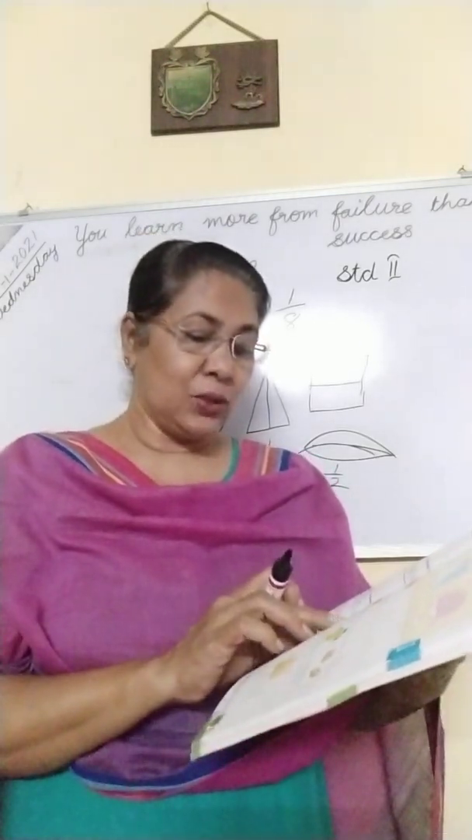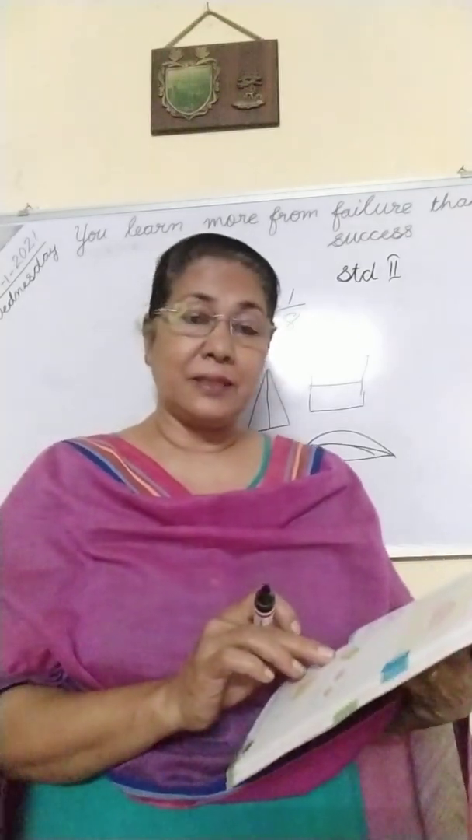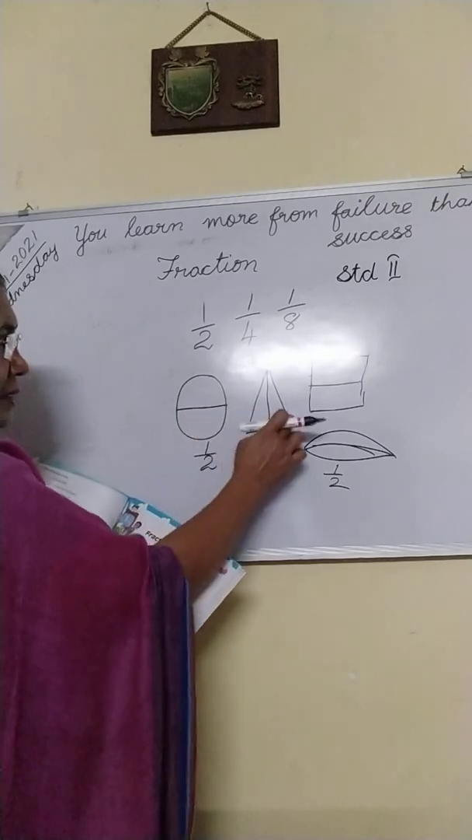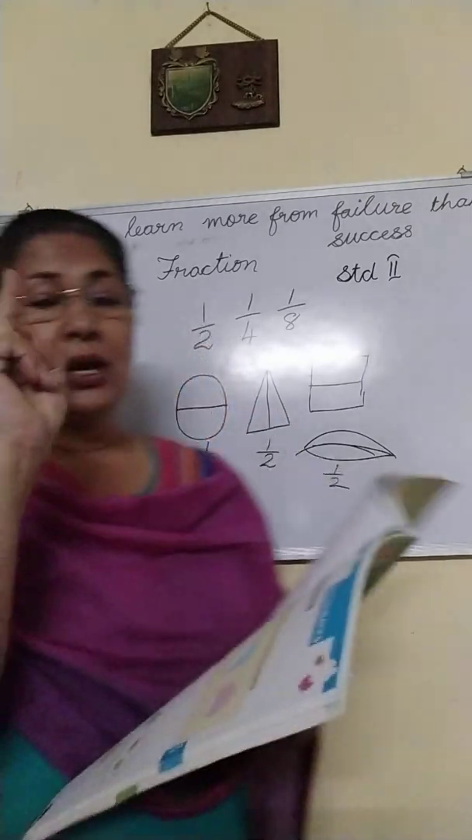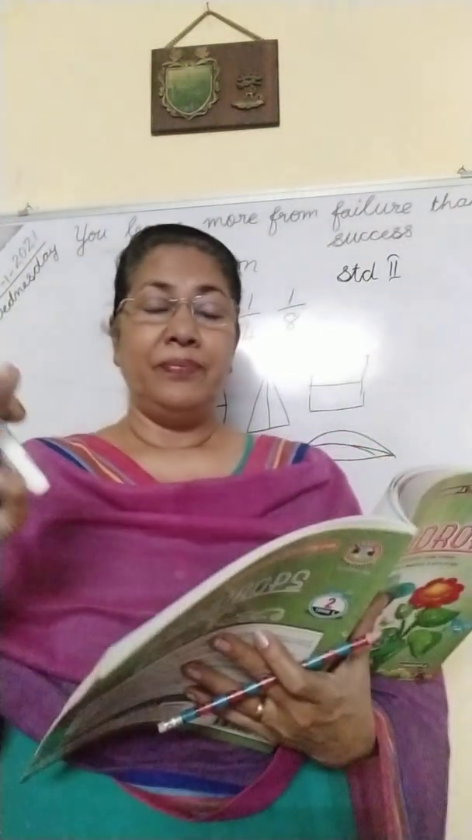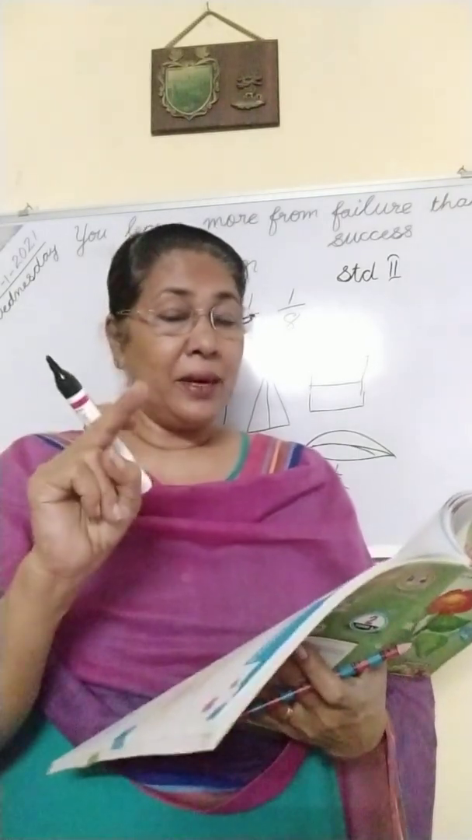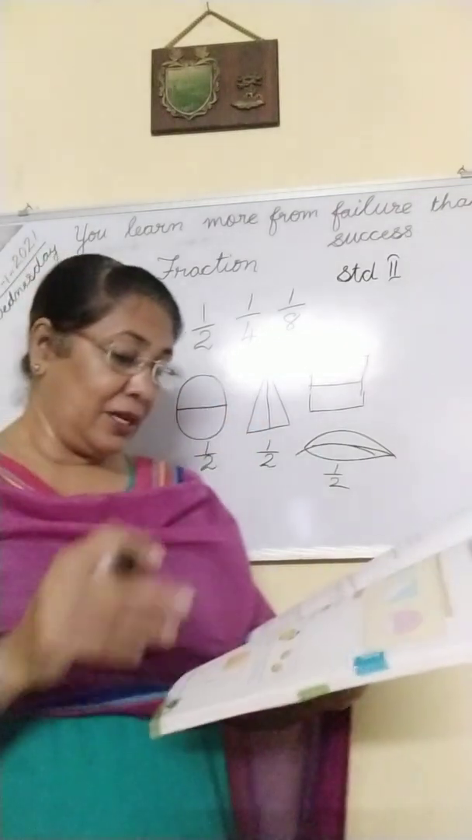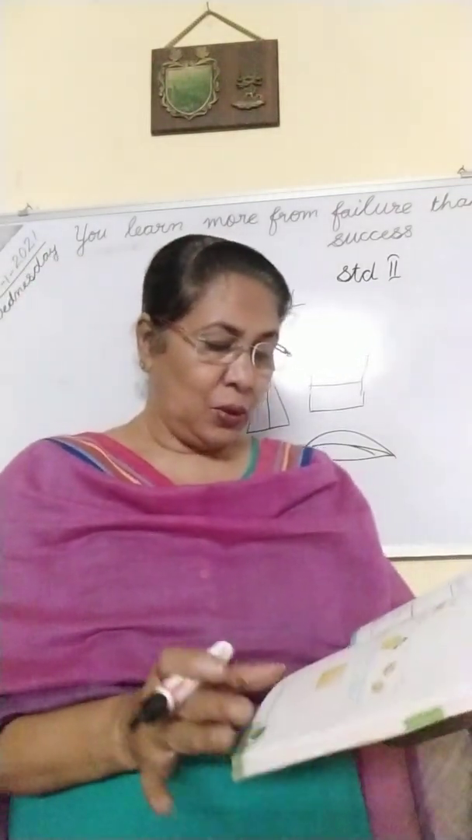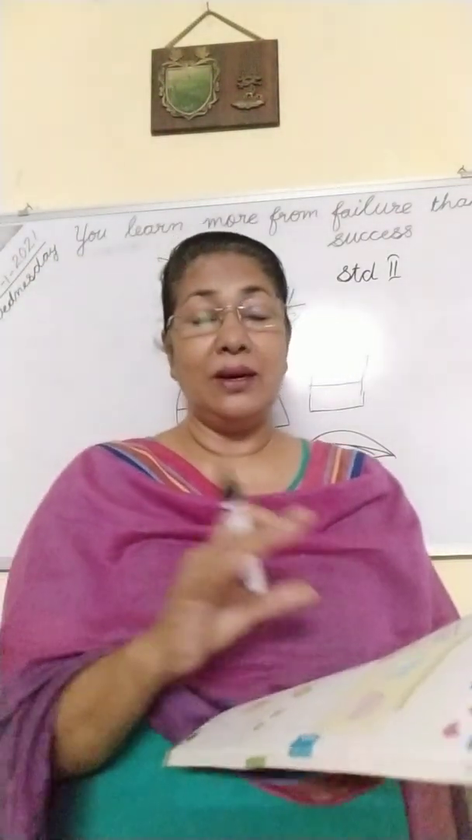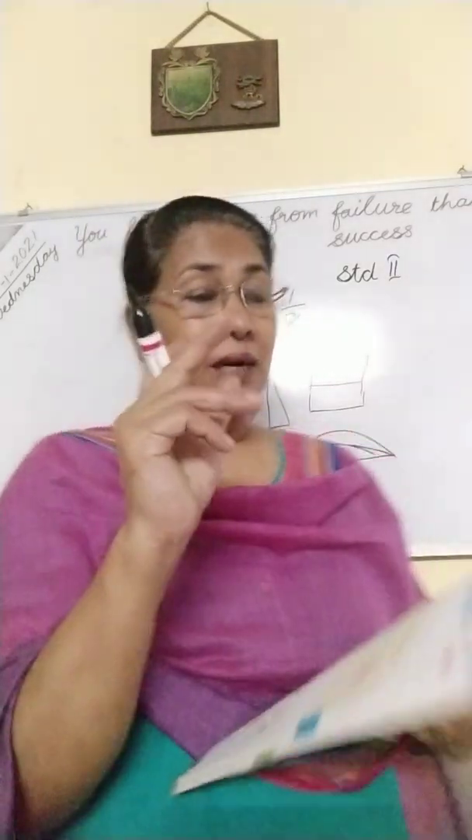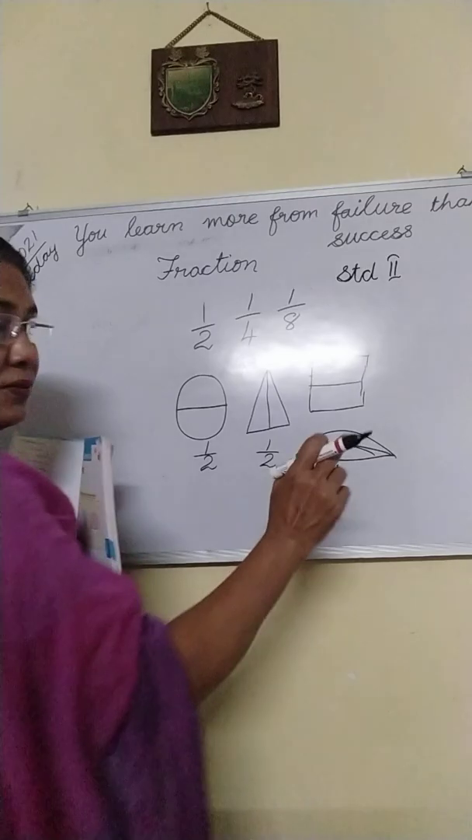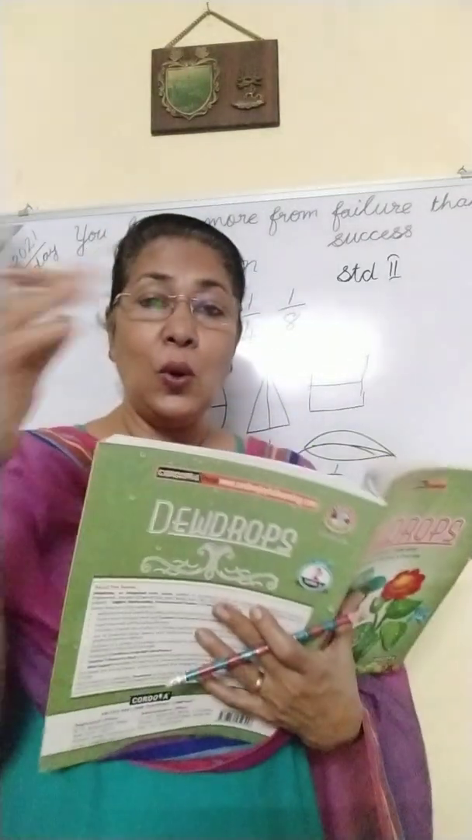2 indicates the total number of equal parts. Here we wrote 2, and that refers to the equal parts. 1 means the whole thing, and the equal parts refers to the number which is down. Now 2 halves together make a whole. Whole means full. These two halves make a whole.